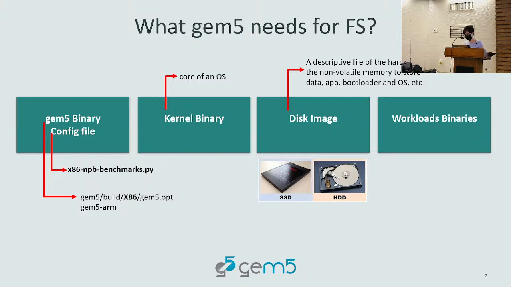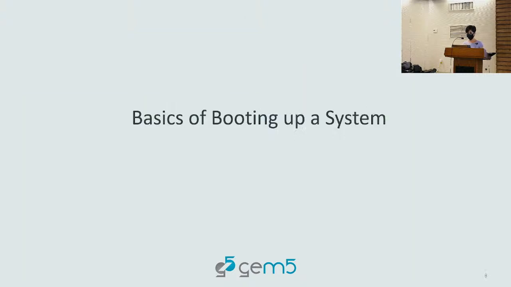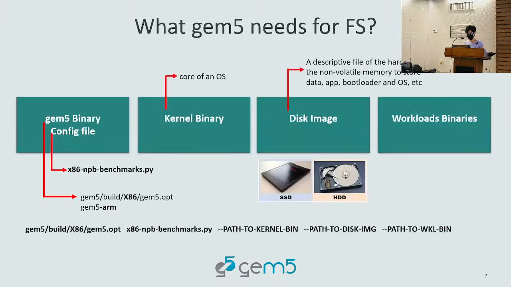We also need the workload binaries. Once we have everything ready, we can launch a full system simulation using the gem5 binary, your config file, and a path to your kernel, disk image, and workload. The last three can be embedded inside the config file; you don't necessarily need to pass them through the command line. Any questions so far?